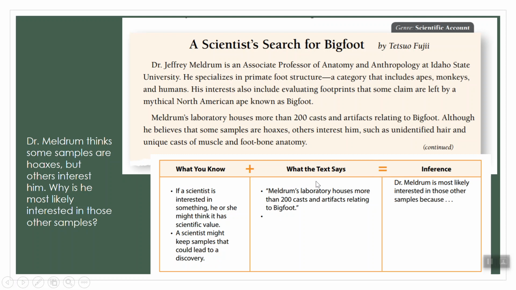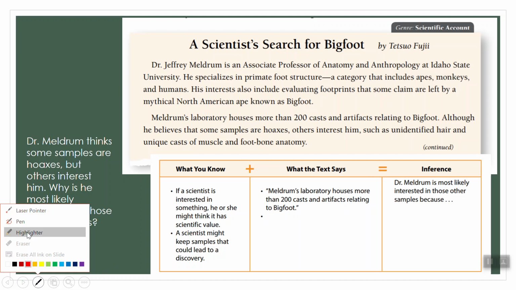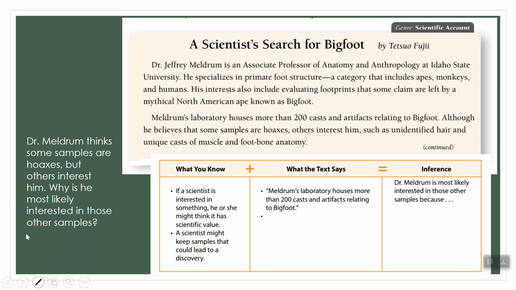Now, what does the text say? Well, one thing the text said was Meldrum's laboratory houses more than 200 casts and artifacts relating to Bigfoot. Can you imagine that? Bigfoot casts and artifacts. So his laboratory houses over 200 casts and artifacts or items relating to Bigfoot. What else does the text say?